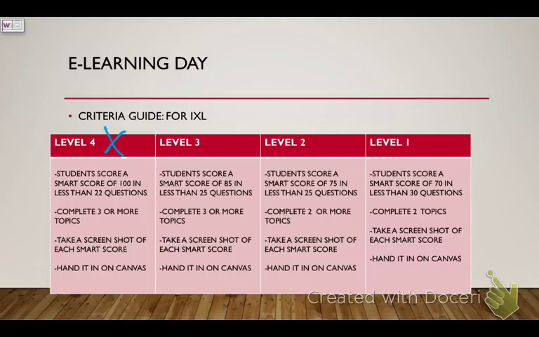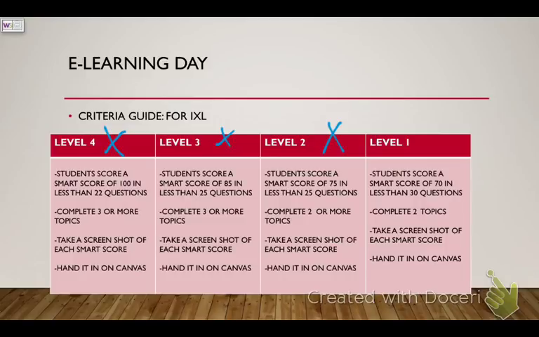If you want a level 3, you need to do a SMART score of 85 in less than 25 questions, complete 3 or more topics, take a screenshot of each SMART score, and then hand it in on Canvas. Remember, if you do 3 topics and you take 3 screenshots, you need to hand all 3 in at one time. All right?